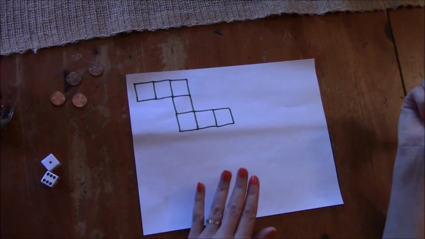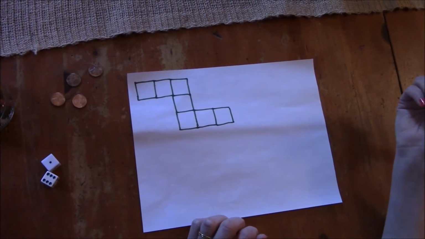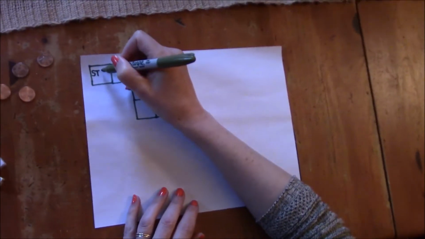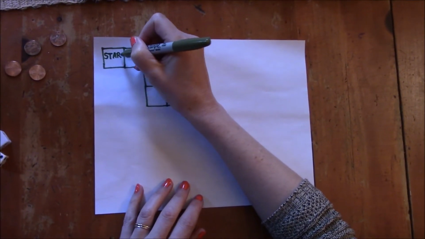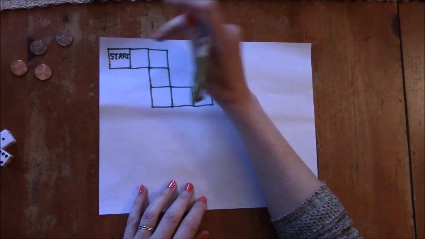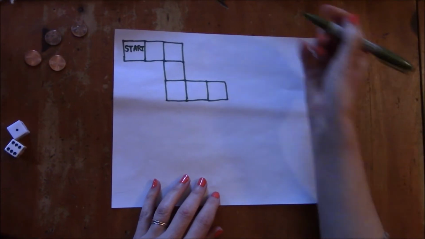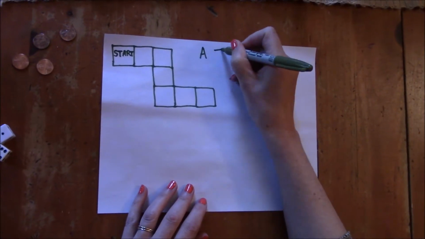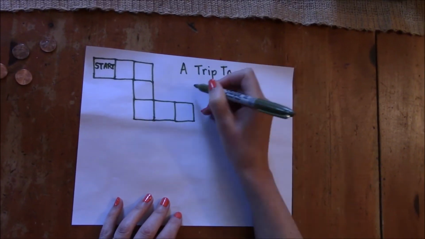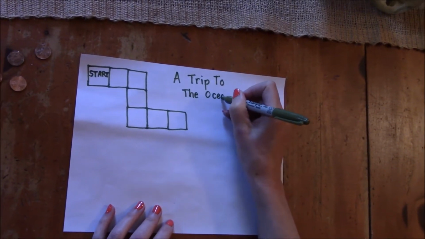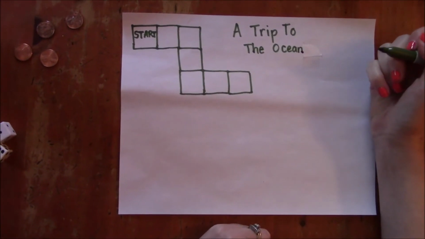At this point, I like to stop and think, what if I was going on vacation? You know, I've been stuck in the house for so long. I wish I could go on vacation somewhere special. So I'm going to make my game board about the beach. I'm going to stop at this point, and I'm going to have my start button over here. So I'm going to label this start, S-T-A-R-T. Then I'm going to be going to the ocean, so I'm going to label my game. Okay, a trip to the ocean.